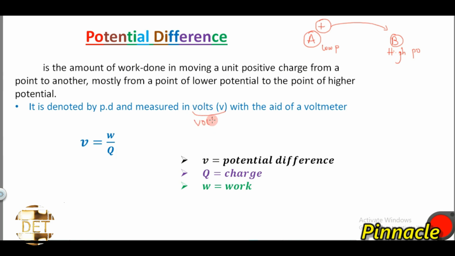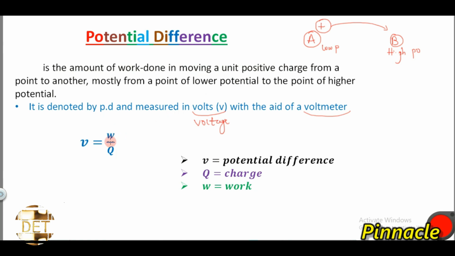So this is voltage. It is measured in voltage, but the short form is volt, with the aid of a voltmeter. So the instrument used in measuring potential difference is what? The voltmeter. So mathematically, V, which is the potential difference, is equal to work done over the quantity of what? Electricity, or the charge.